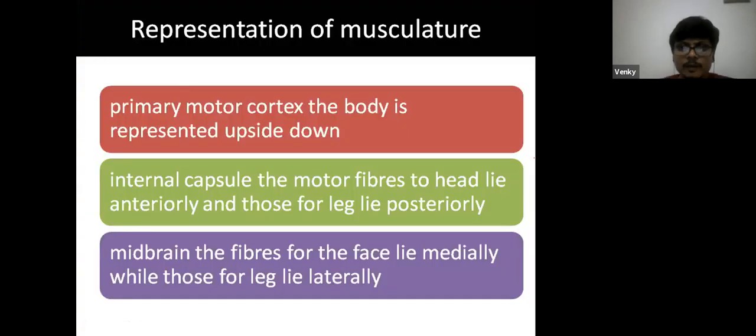Now coming to the representation, in the primary motor cortex, that is at the brain level, the body is represented upside down. In the internal capsule, the motor fibers to the head lie anteriorly, whereas leg fibers lie posteriorly. In the midbrain, fibers for the face lie medially, while those for the legs lie laterally.